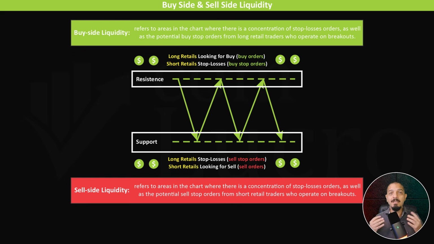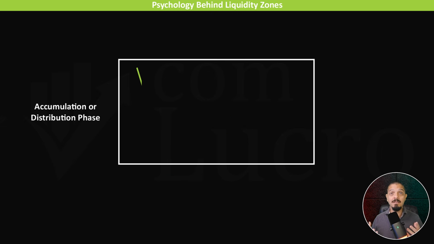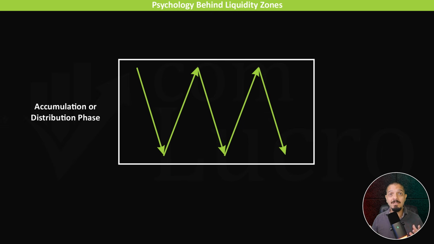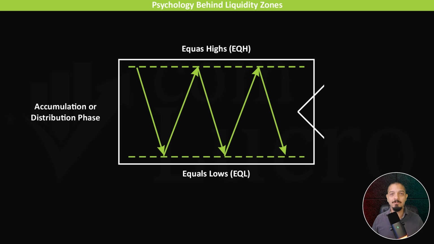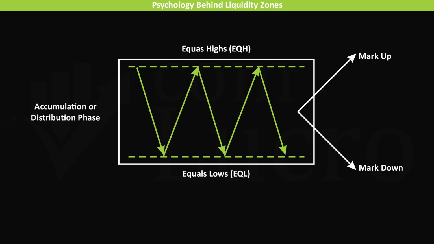So what exactly is buy-side and sell-side liquidity, and where does it form in the market? To understand this clearly, we need to look at how price behaves inside a range and how liquidity builds before a major move. When price moves within a consolidation or any structured phase in the market, it often forms visible reference points such as equal highs, equal lows, trendline touches, or repeated reaction areas before the next major move begins, whether that is continuation or reversal.